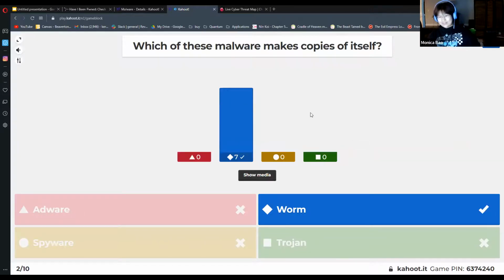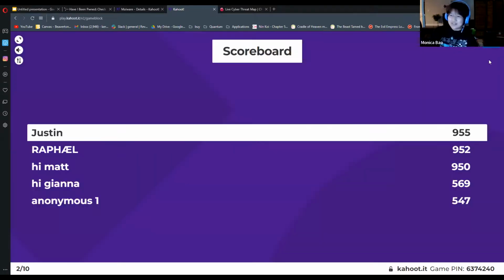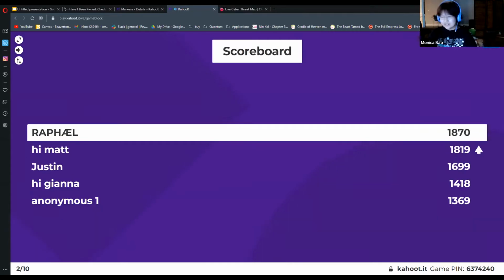Okay, yeah, worm. Everyone got that right. Let's go. Yeah, so worm is the one that spreads through networks mostly and makes copies of itself and doesn't rely on human error.